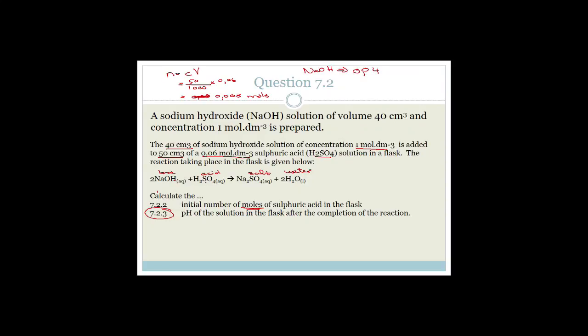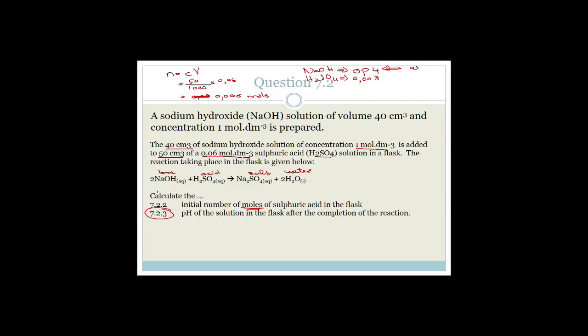We've just worked out the number of moles of H2SO4 is 0.003. So which of these do we have in excess? We've got 0.04 moles of this, and we've got 0.003 moles of this. So do you agree we've got tons of this? So the reactant we have in excess is actually your sodium hydroxide.